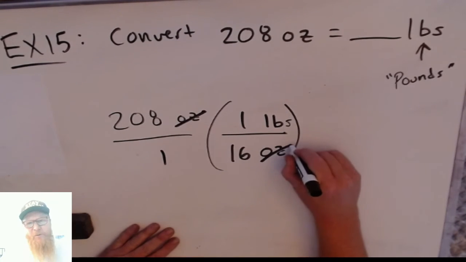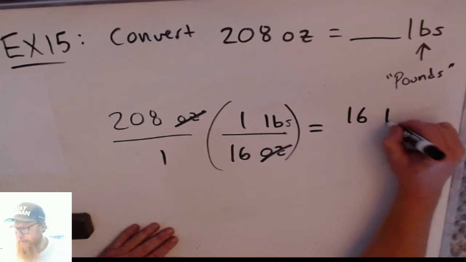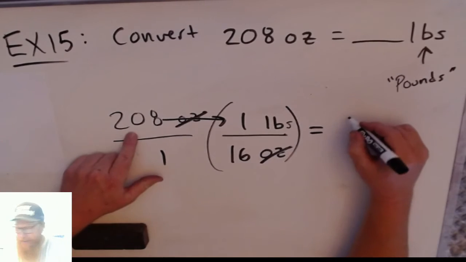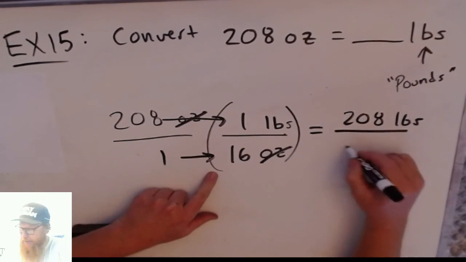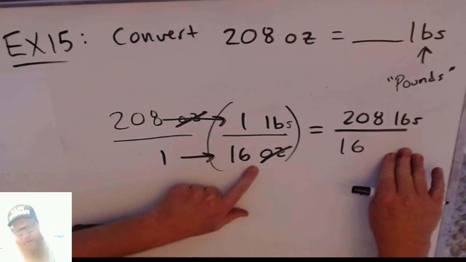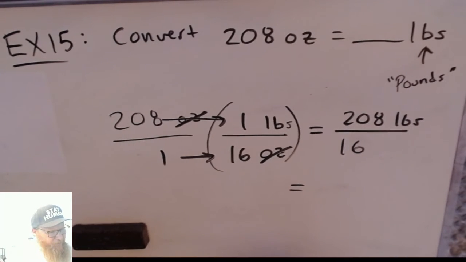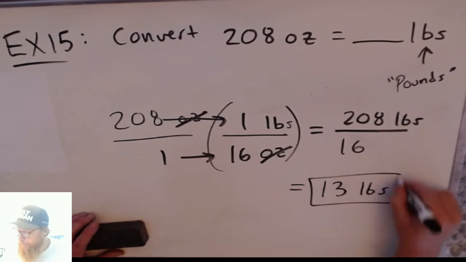Cross off the OZ. Multiply straight across. 208 lbs. Multiply straight across. 16. Remember, the bottom is unitless now. There's no more OZ. It's gone. And then divide that. 208 divided by 16, and you get exactly 13 pounds.